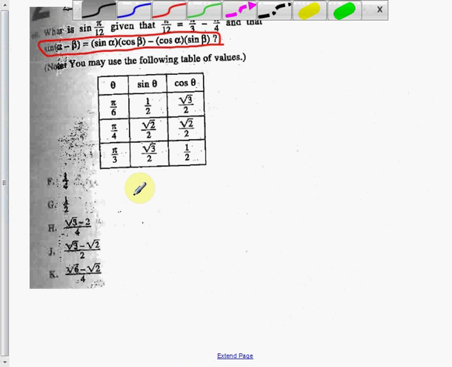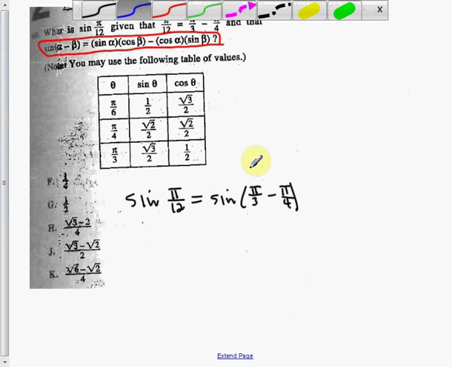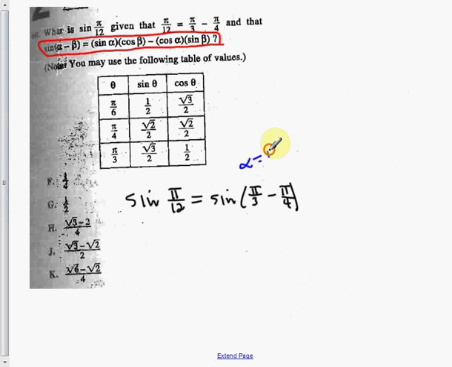Yes, this is sine of pi over 12, which is the same thing as sine of pi over 3 minus pi over 4, with alpha taken to be pi over 3 and beta to be pi over 4, right? Just based on here, this is sine of alpha minus beta.